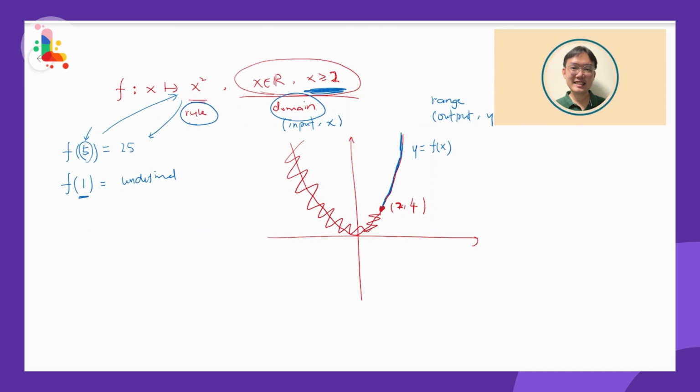Okay? f(2), then you know f(2) is 4. f(3) is 9. f(2.1) also can find. Right? 2.1 squared. Right? Because I say it's any real number. Can?